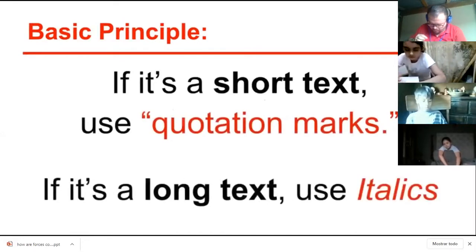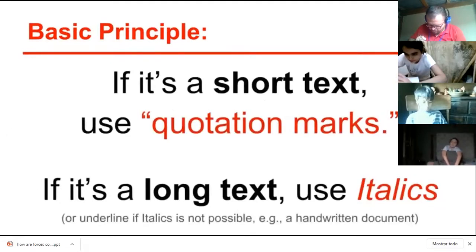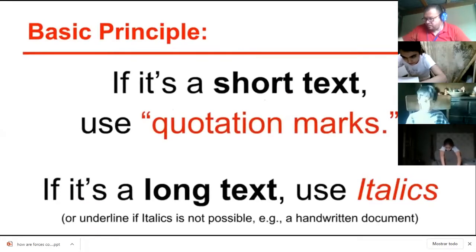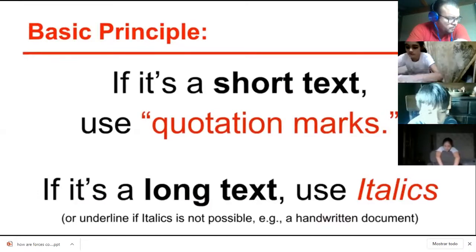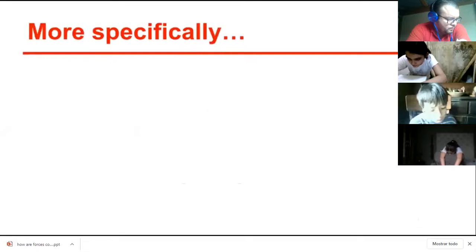If you are citing a longer text like a book, you would use italics. The exception to that would be if it's not possible to use italics, then you can underline. Like in a handwritten document, you might not have a separate font for your hand that creates italics. So in that case, you would just underline to show that this would be italicized if your hand actually did italics.